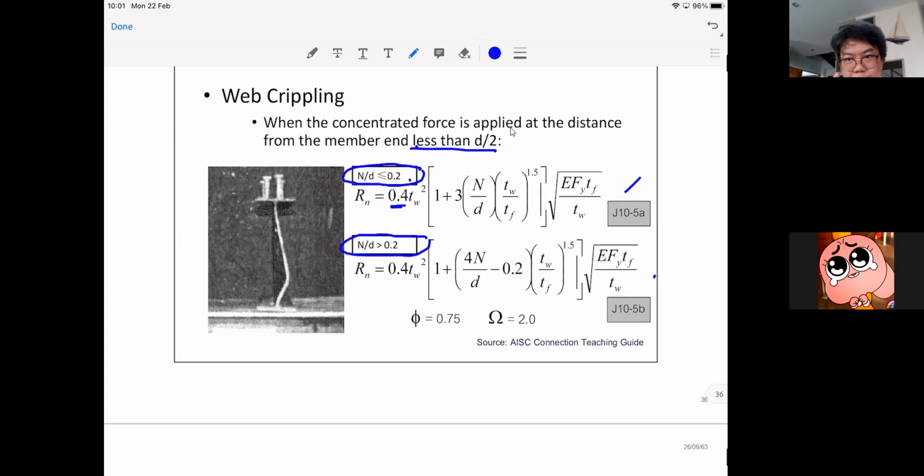Okay, so that's it. Those are the two extra failure modes that you need to check if your beams have to carry a concentrated load. Remember that beam, the main beam.